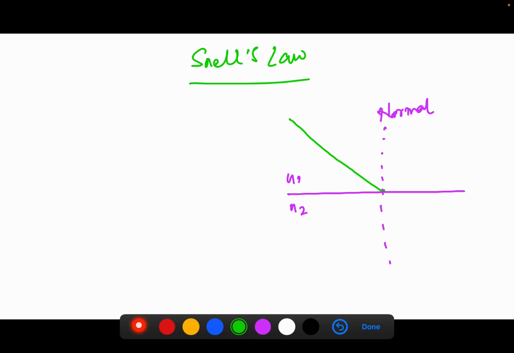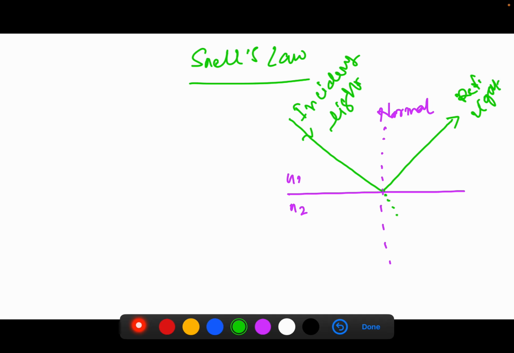and this gets reflected, so this is the reflected light. This is the incident light. Now when it enters the medium and it bends, so this is the refracted light. Now let's consider these different angles.